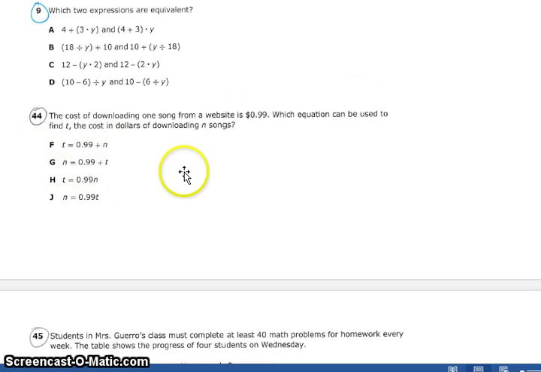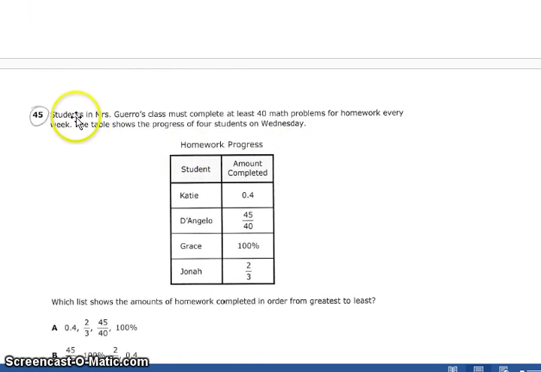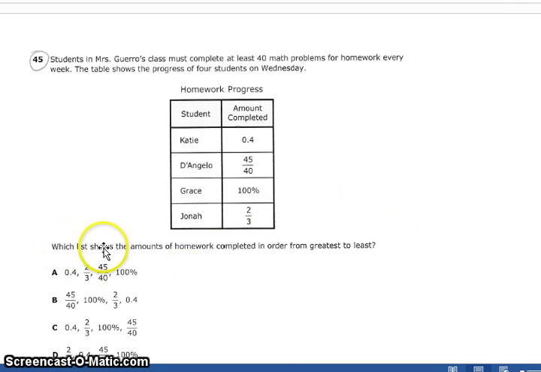These are your answer choices. 45. Students in Ms. Guerrero's class must complete at least 40 math problems for homework every week. The table shows the progress of 4 students on Wednesday. Katie, 0.4, D'Angelo, 45 over 40, Grace, 100%, Jonah, 2/3. Which list shows the amounts of homework completed in order from greatest to least?